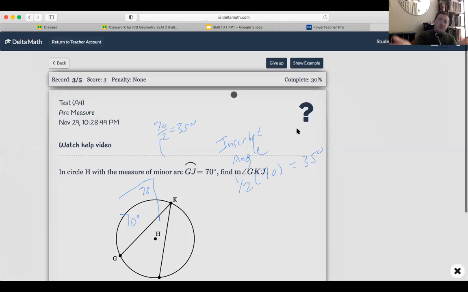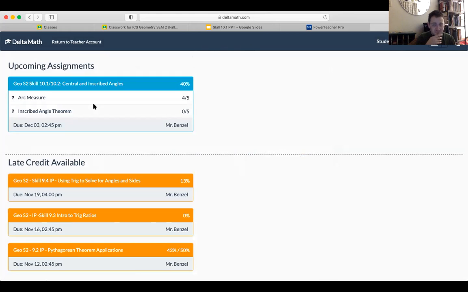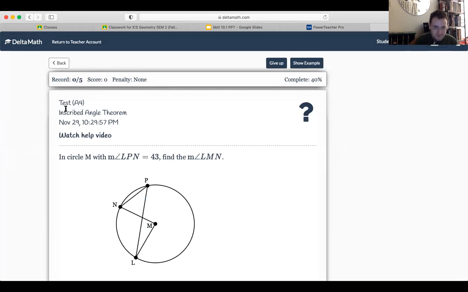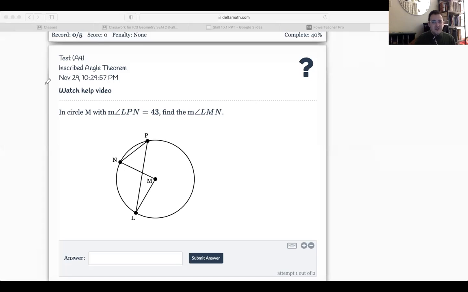So central and inscribed, these basic ones are going to be your first problem type for today. The second problem type that you're going to see is the inscribed angle theorem. These are inscribed angle problems that are a little harder to visualize, but if you go and mark the angles that they are talking about, you will be in pretty good shape. So I like to do LPN, so I'm going to mark that, and it says that angle is 43 degrees.